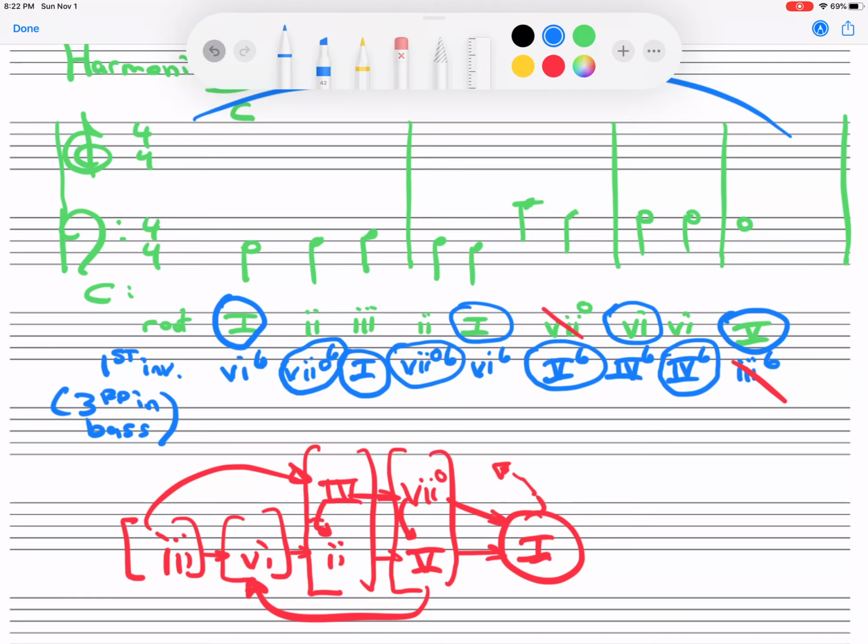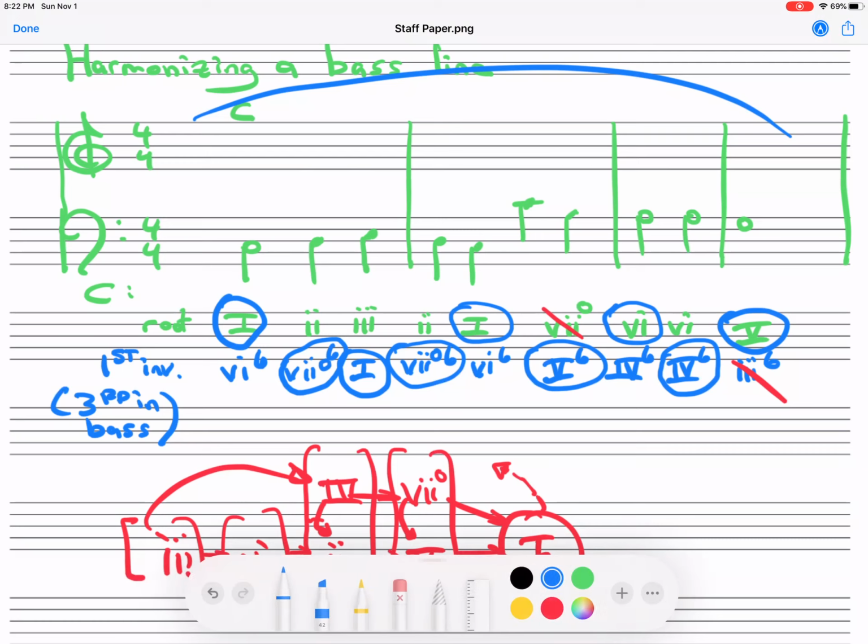Now you may say, is that okay to end on a 5 here? And the answer is yes. We'll talk about this later. You wouldn't end the piece on a 5, but you can end a phrase on a 5. In fact, you could probably end a phrase on almost any chord; it just depends on how you write it.